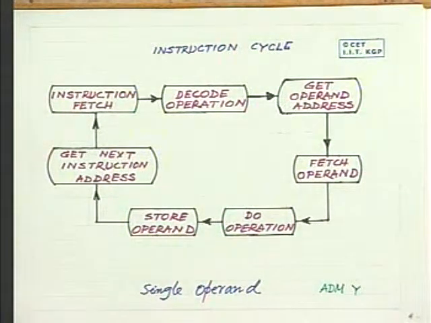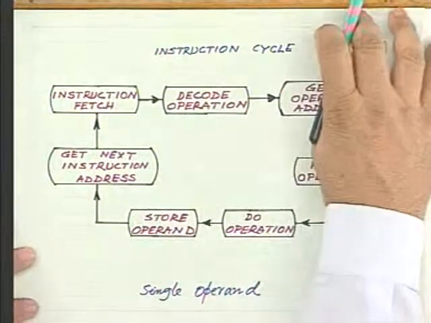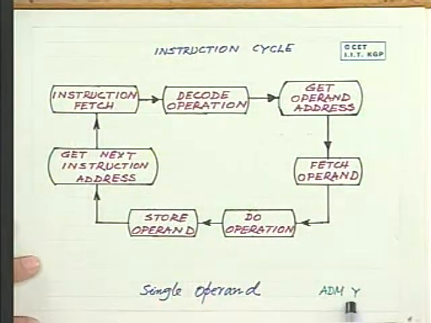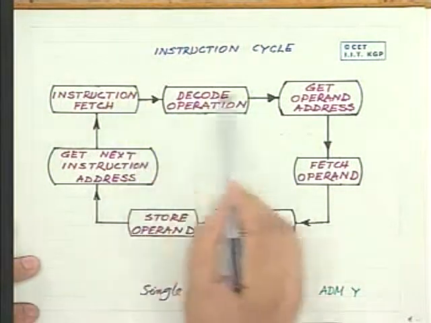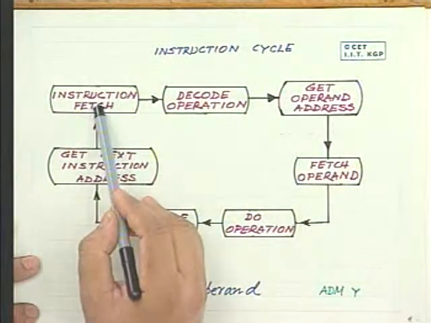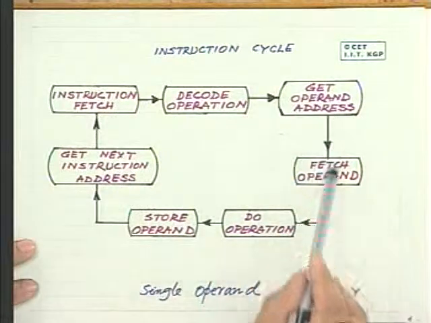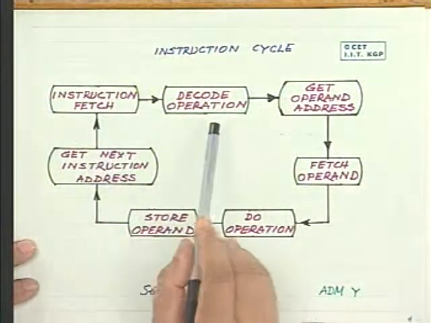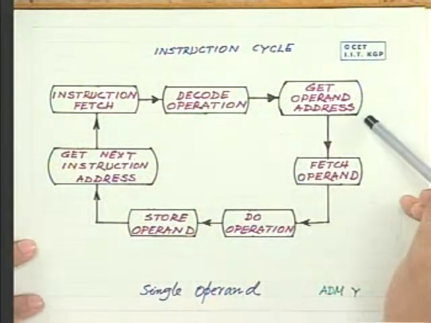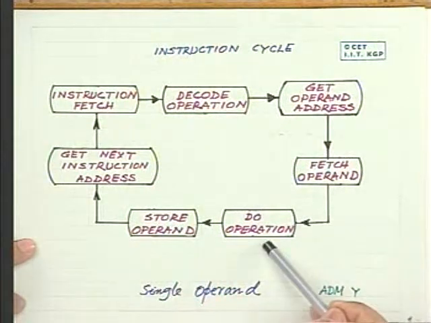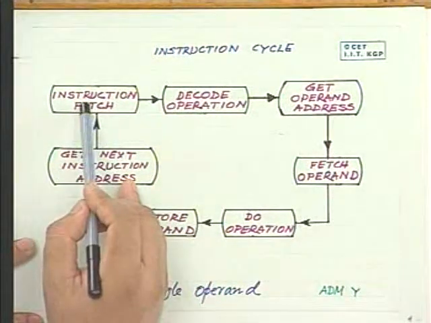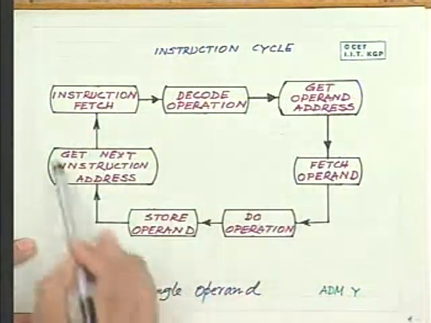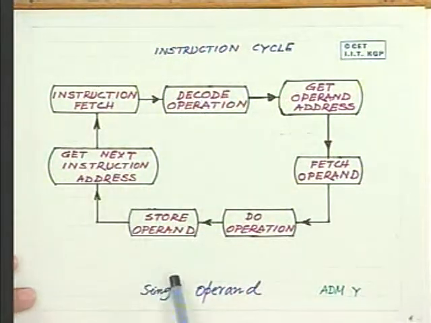And therefore, you see that this instruction cycle, shown here for add memory Y, is a typical instruction cycle that the computer goes on executing one after the other. That is, it takes an instruction, decodes it, gets the operand address, fetches the operand, does the operation, stores the operand, and then gets the next machine instruction. It goes on with the instruction cycle one after the other till the total program is executed.